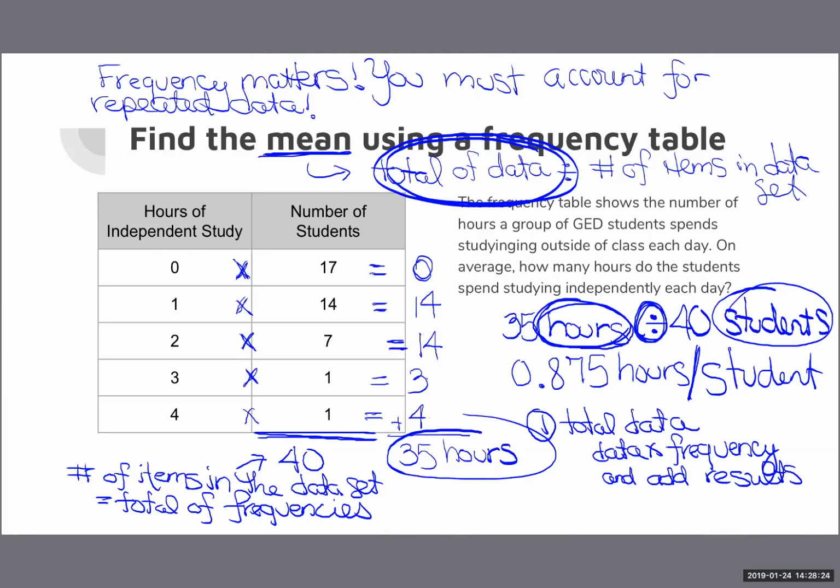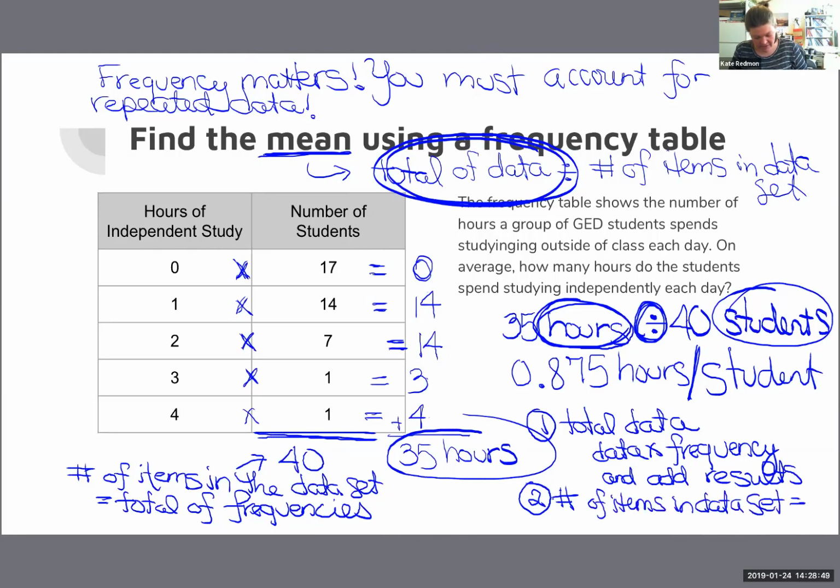And then we did the second thing. We had to find the total number of items in the data set. We said the total frequency is the same as the number of items in the data set. So the number of items in the data set is equal to the total frequency. And then we were able to do the division where we divided the total data by the total frequency. So we divided number 1 by number 2. And you know what I mean by number 1 and number 2. I just mean the ones above right there. I don't want to rewrite it all out again.